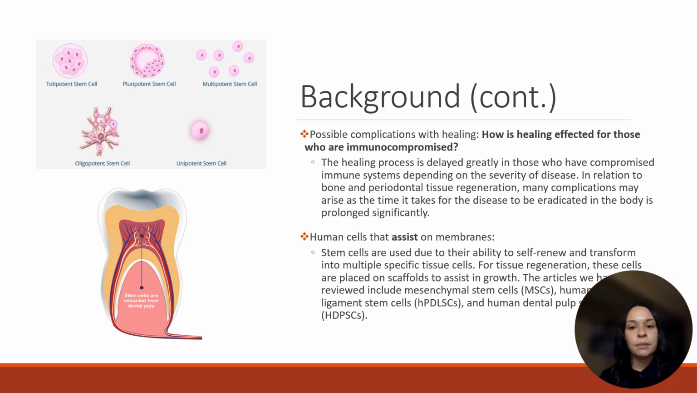There are also many types of human cells that are used in assistance with the membranes. Stem cells are used due to their ability to self-renew and transform into multiple specific tissue cells. For tissue regeneration, these cells are placed on the scaffolds to assist in growth. The articles we have reviewed include mesenchymal stem cells and human periodontal ligament stem cells.